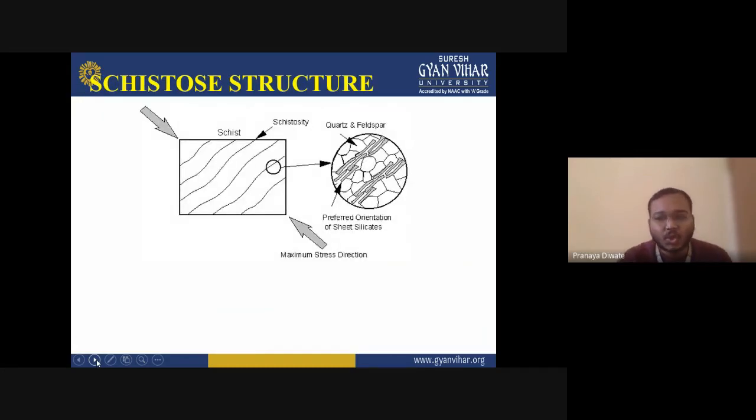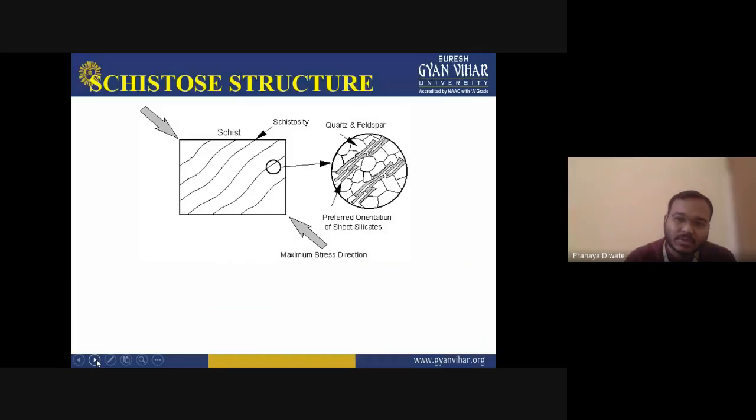Then you have a schistose structure. Very important ones in metamorphic geology are schistose and gneissic structures. You can have coarse grains, and if you have maximum stress from this side, schistosity occurs. Schistosity is nothing but a lining or orientation.